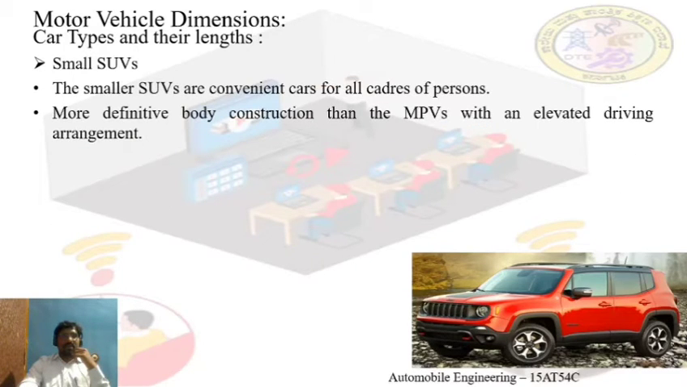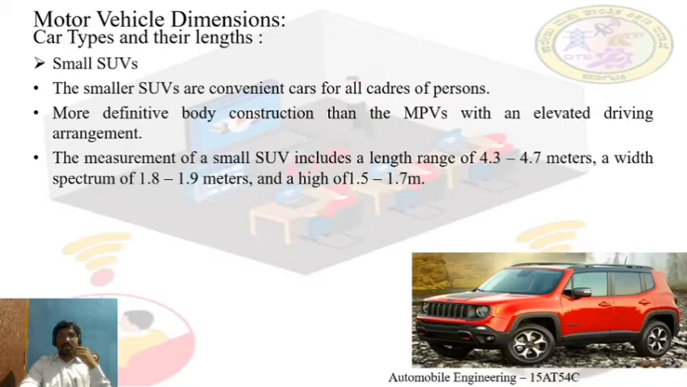So, a more definitive body construction than a multi-purpose vehicle with an elevated driving arrangement. When you consider a multi-purpose vehicle, the body construction of the small SUV will be sportier, and since it is a sporty vehicle, the speed of this particular vehicle will be maximum. So that's why the elevated driving arrangement will be given, for better visibility to the drivers.